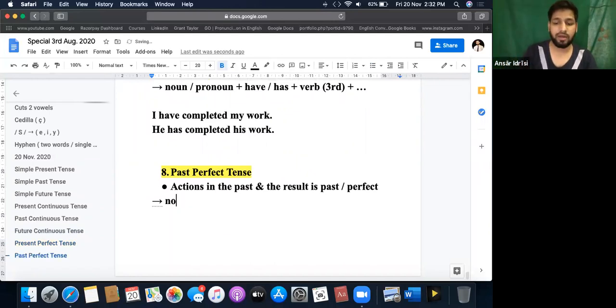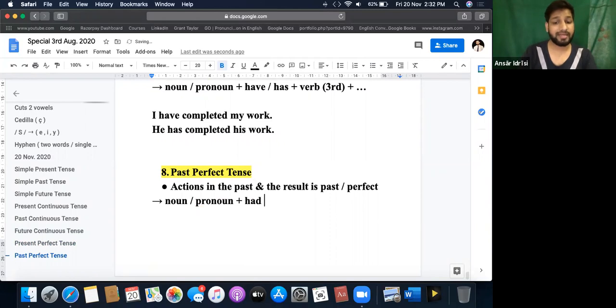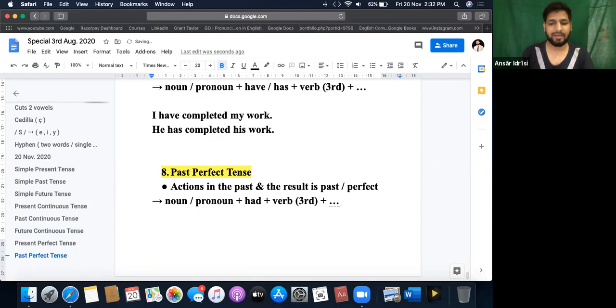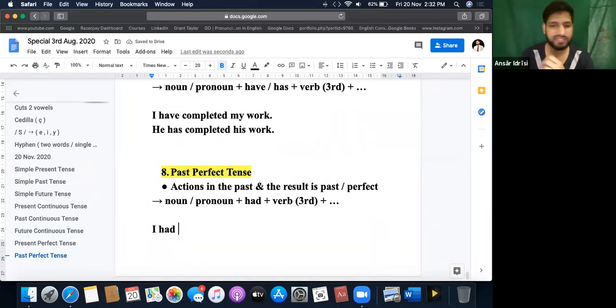एंड व्हाट इज द फॉर्मूला? नाउन और pronoun. बहुत easy है. Noun और pronoun plus had plus verb third form. Third form. Yes, no, plus context. For example, ये लेकिन अपन रिसेंट पास्ट के लिए यूज नहीं करेंगे ना. No, recent past के लिए नहीं use होगा.